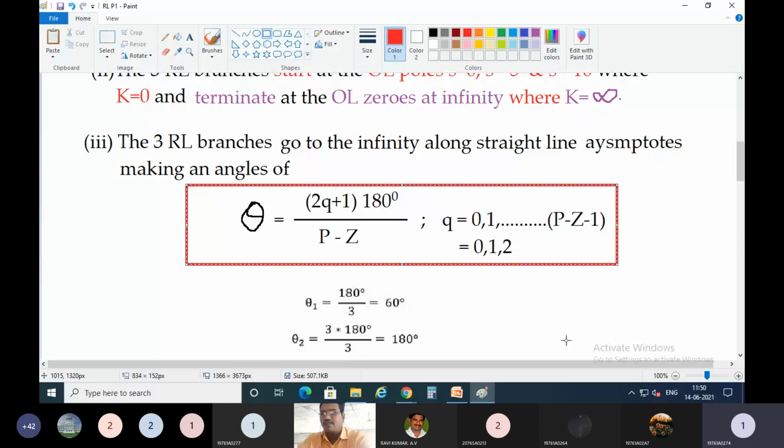So p equal to 3, z equal to 0. So 3 minus 1, that is 2. So up to 2, which means q equal to 0, 1, 2. Am I right? 0, 1, 2. Yes, sir, yes, sir. So 0, 1, 2.